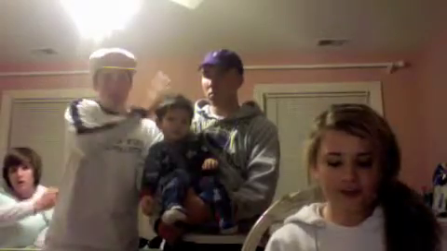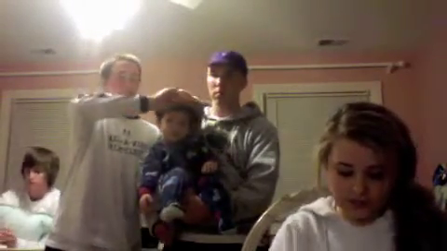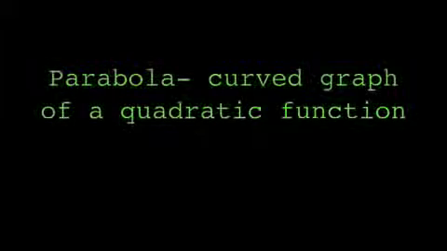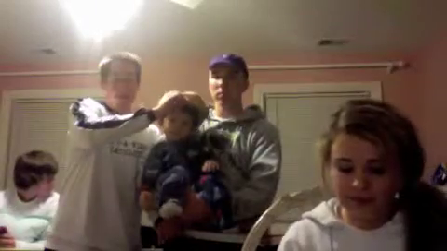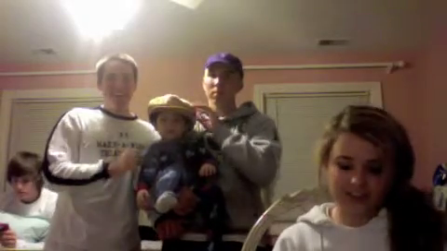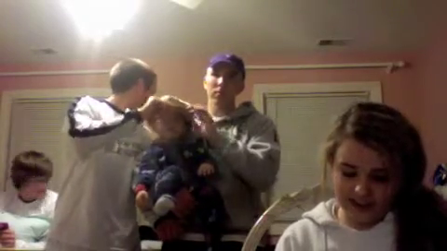For a graph, you can either do it on a calculator or by hand. The graph of a quadratic function is a curve called a parabola. If a is greater than 0, the parabola opens up and the vertex is the minimum point. If a is less than 0, the parabola opens down and the vertex is the maximum point.